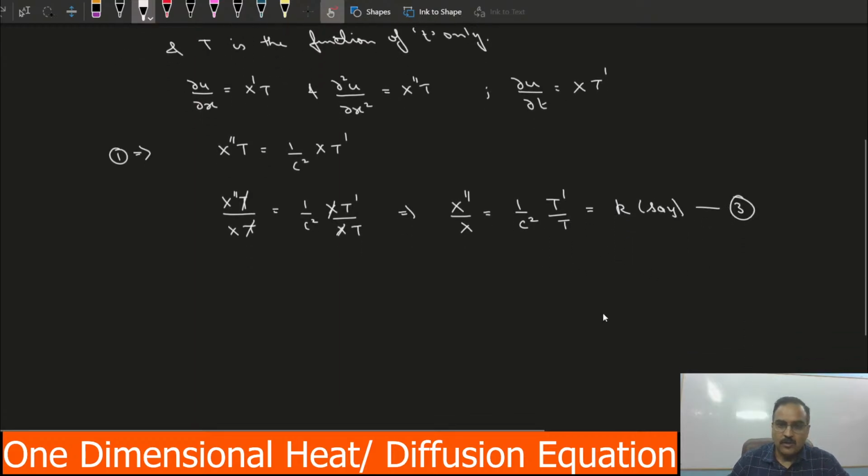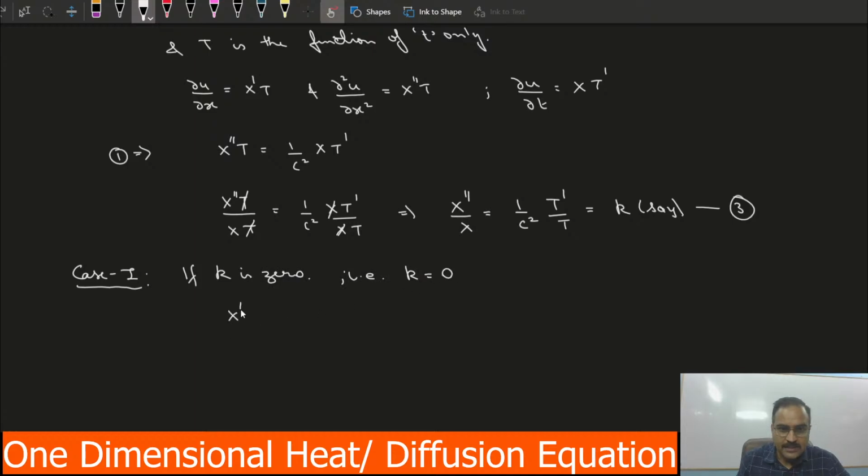Now what are the possibilities for k? k can be positive, k can be negative, and k can be equal to 0. These are the 3 possibilities and we have to work upon each one. So let us consider case number 1. In case number 1, k is equal to 0. So in that case, X''/X = 0, as well as (1/c²) T'/T = 0. So we can say X'' = 0 and T' = 0.